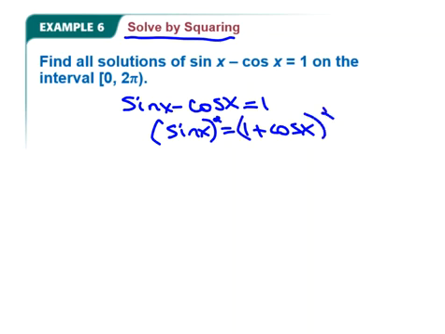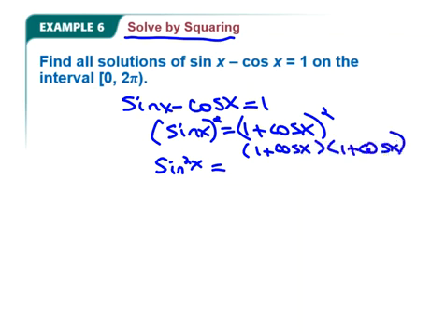So when I do that, and then I decide, okay, now I'm going to square both sides. Okay? So when I do that, I will have sine squared x. Now, some of you automatically will go and say 1 plus cosine squared x. Be really careful, because remember, this is 1 plus cosine x times 1 plus cosine x. So you're going to have to FOIL it.